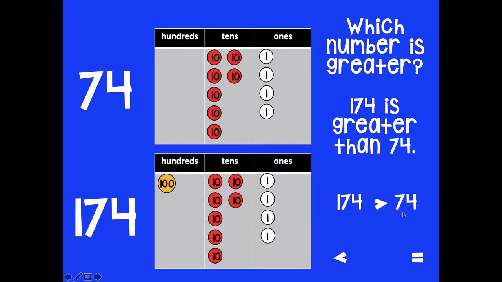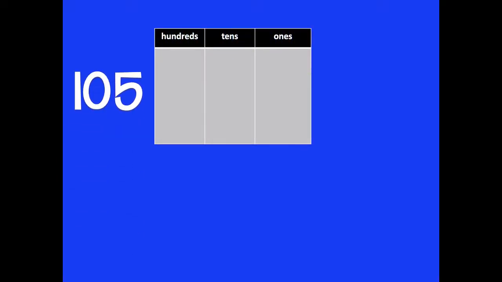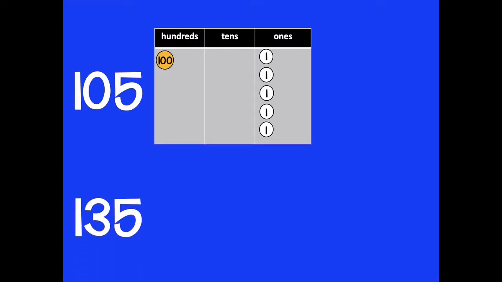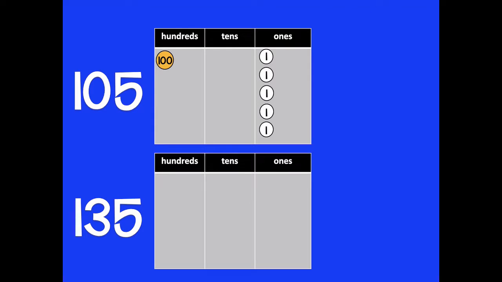All right, let's take a look at another one. So here we have 105. Let's model that on our place value chart. So I have 100, there's no tens in the tens place, and there are 5 ones. So here's 105. Now let's make 135. So here we have 100, there's 3 in the tens place, so I need 3 tens, and 5 in the ones place. So 5 ones. All right, there we go. Now I've modeled 105 on the top and 135 on the bottom.